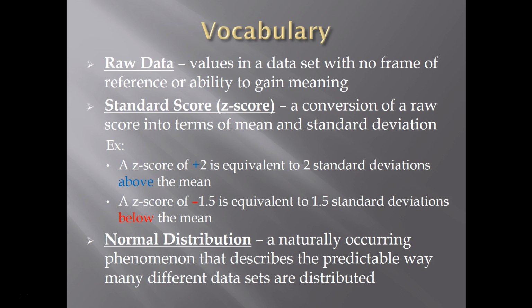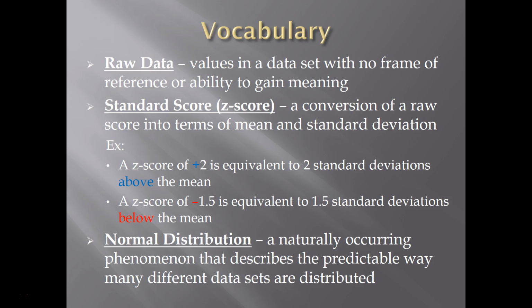So a z-score of positive 2 means that the data value, the data score, is 2 standard deviations above the mean. A z-score of positive 3 would mean 3 standard deviations above the mean, right? A z-score of 3.5 means 3.5 standard deviations above the mean, so on and so forth.